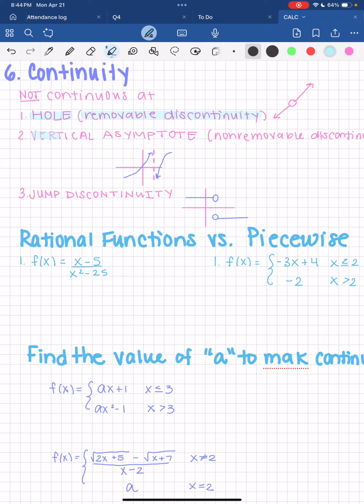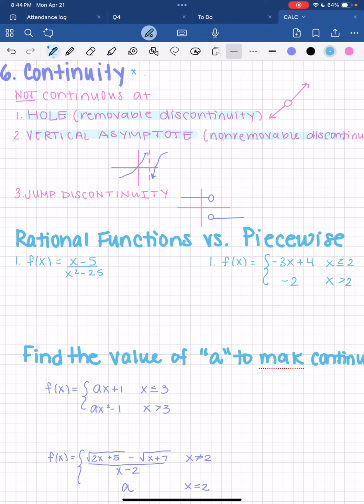We're not continuous at a vertical asymptote. That's called non-removable. Guys, I need you to think of continuity as, can I draw my picture without picking up my pencil? Draw a picture without picking up the pencil. And last but not least, a jump discontinuity looks something like this. That's like when you have a big gap on the graph.